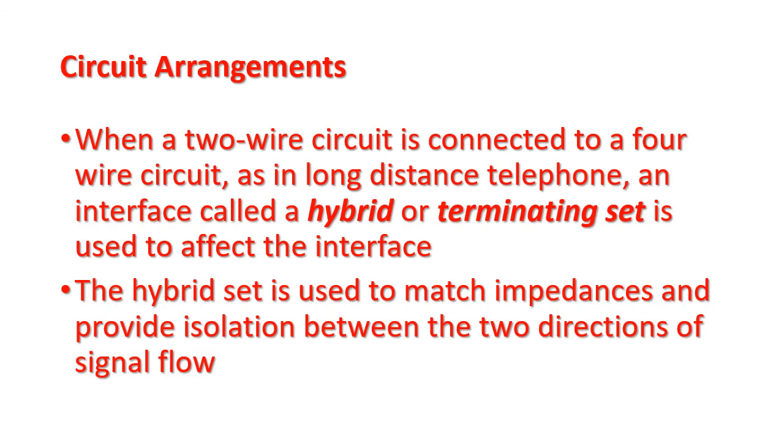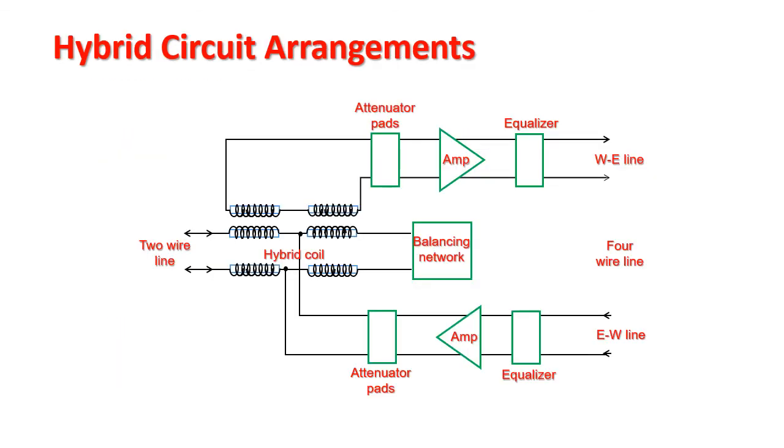When a two-wire circuit is connected to a four-wire circuit, as in long-distance telephone, an interface called a hybrid or terminating set is used to effect the interface. The hybrid set is used to match the impedances and provide isolation between the two directions of signal flow. This is an illustration of a hybrid circuit arrangement. As you can see, a hybrid set acts as the interface between the two-wire and the four-wire lines.